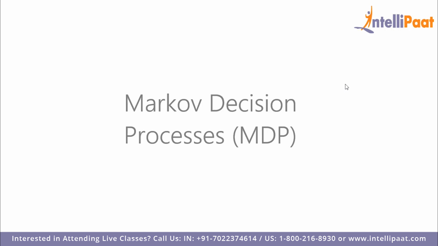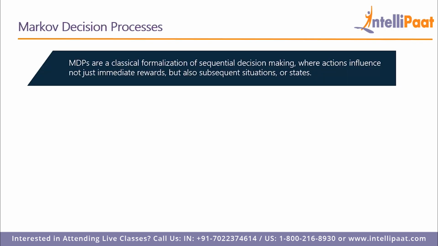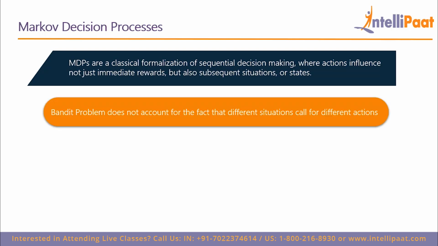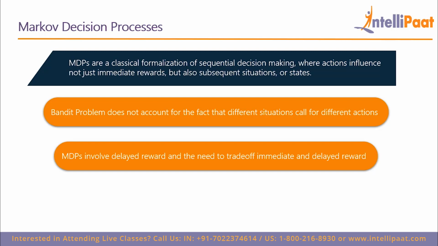That brings us to our next set of problems that we can solve using reinforcement learning methods, called Markov decision processes. MDPs, or Markov decision processes, are used to define the problem of sequential decision making, where the current actions are influenced not only by the immediate rewards but also by future situations or states. The bandit problems do not take into account the fact that different situations may require different actions. But in MDPs, we balance the trade-off between the immediate reward and the delayed rewards.